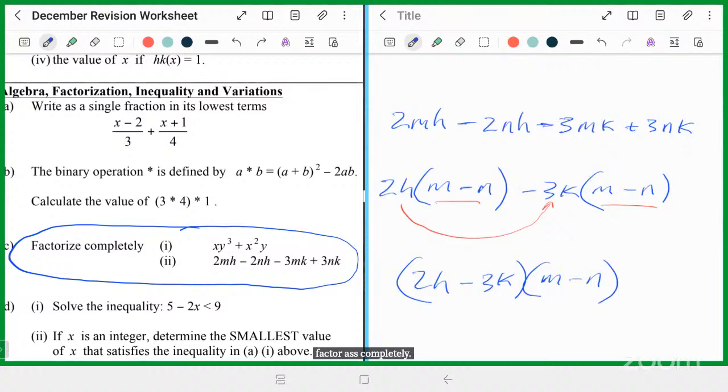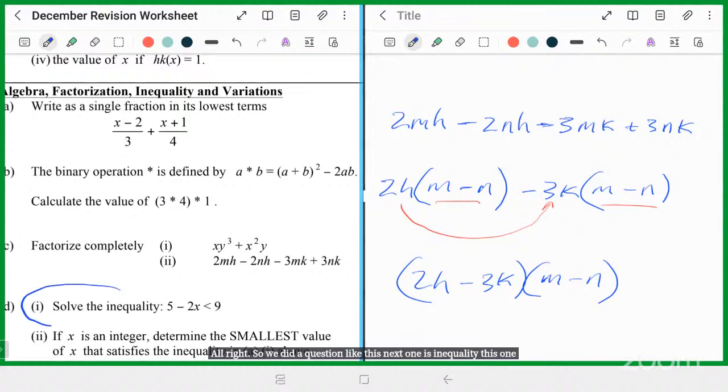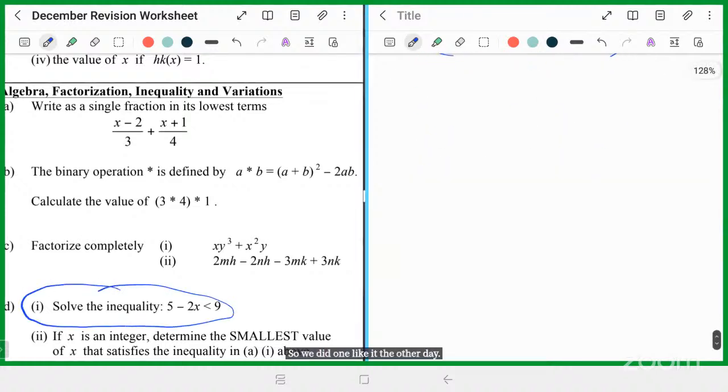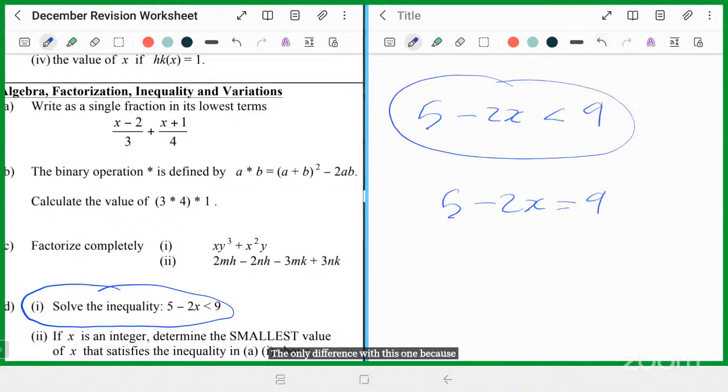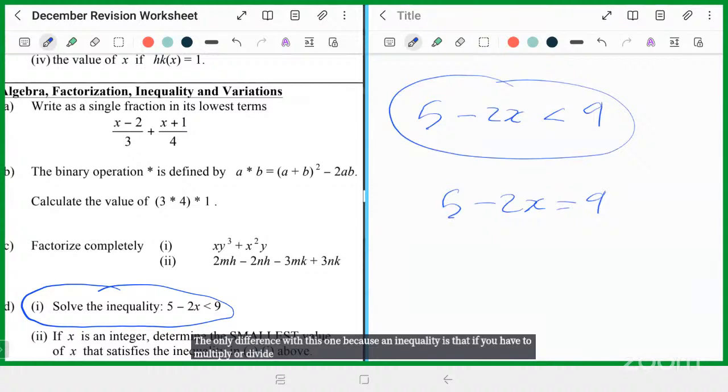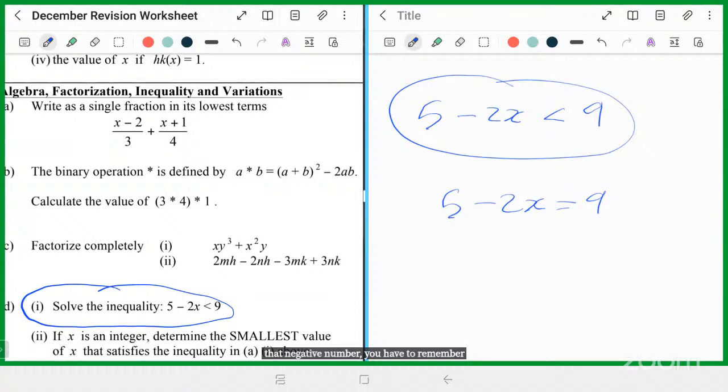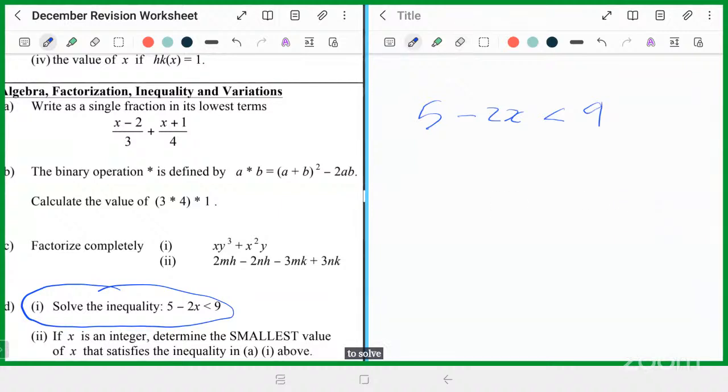Very good? Online, very good? Yes, sir. All right. So we did a question like this. The next one is an inequality. We did one like it the other day. Remember, to solve a simple linear inequality like this, the steps are the same as if this was an equal sign, like 5x minus 2x equals 9. You're really trying to make the x the subject. The only difference with an inequality is that if you have to multiply or divide by a negative number, you have to remember to reverse the inequality sign, that less than sign. But the same steps that you would use to solve the equation, we're trying to make this x the subject.